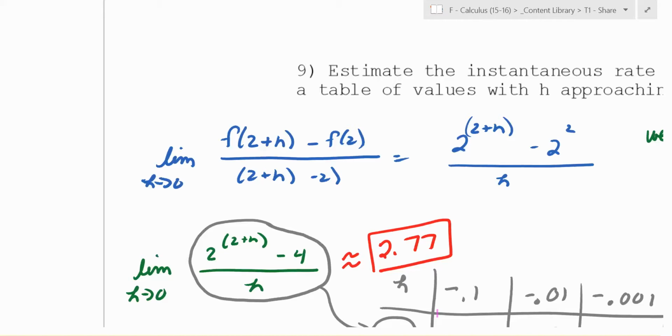Knowledge with calculus to do this one totally algebraically. So it's actually a really good one to do by table values, absolutely.